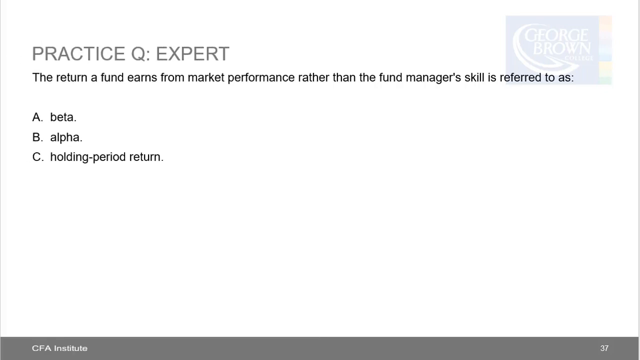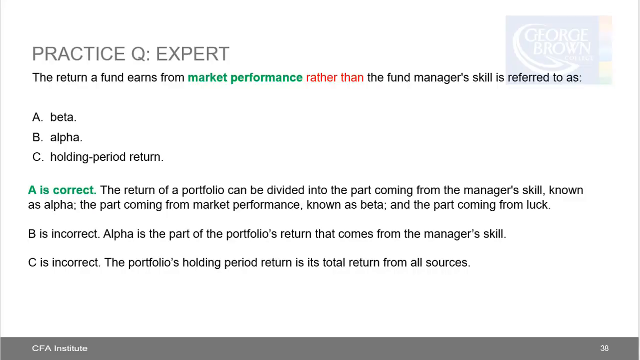So a quick practice question from the learning ecosystem classified at expert. The question is, the return a fund earns from market performance rather than the fund manager's skill is referred to as A, beta, B, alpha, or C, holding period return. And the correct answer is A.